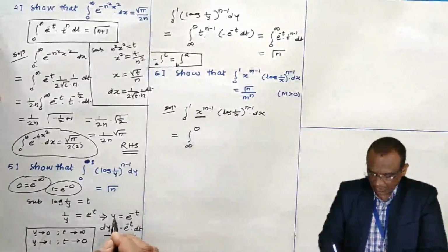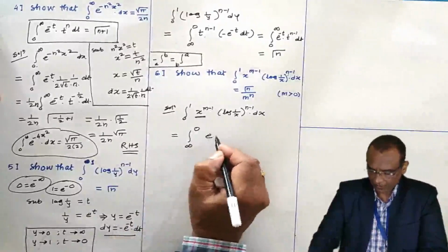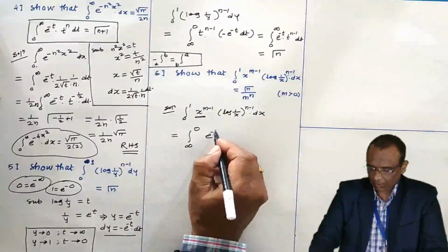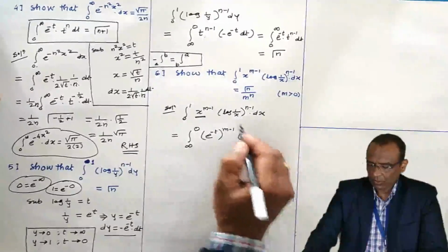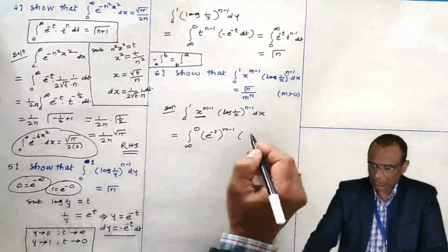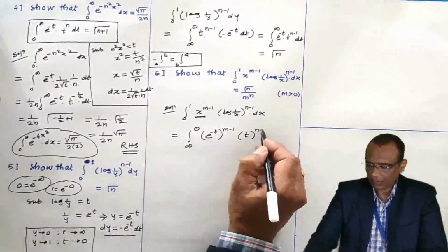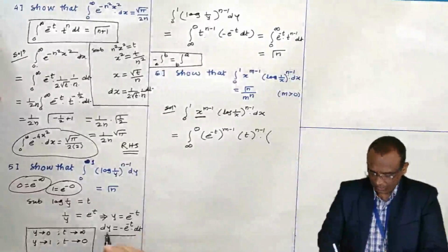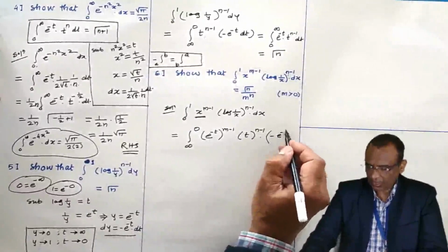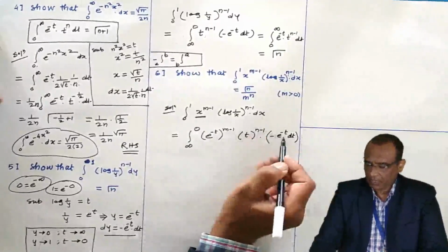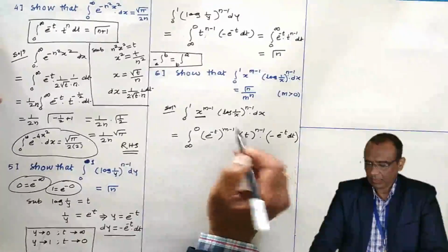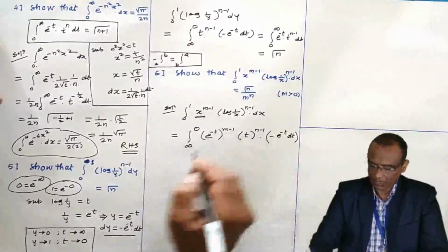What is x here? X is e power minus t. Log of 1 by x is t. Dx is minus e raised to minus t dt. Okay, once again, this is dx, this is t, and x is e power minus t.